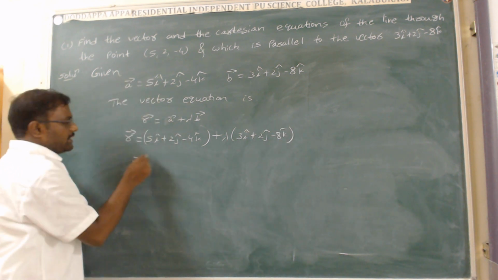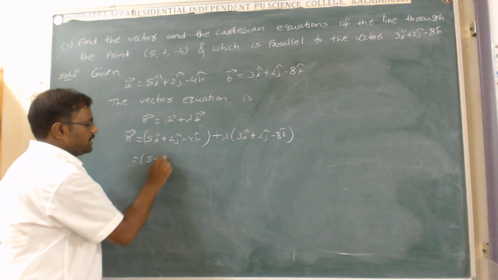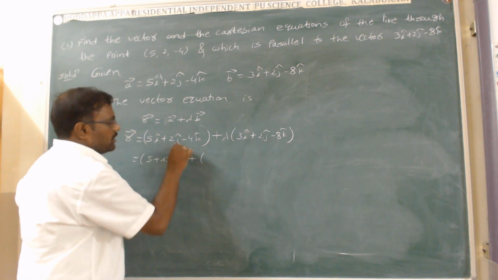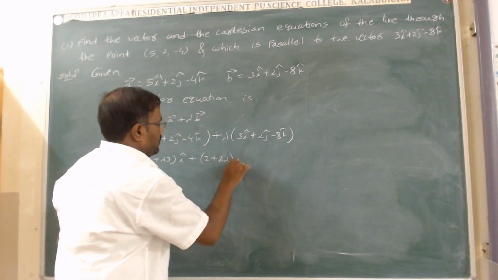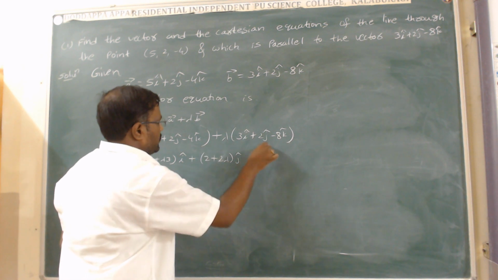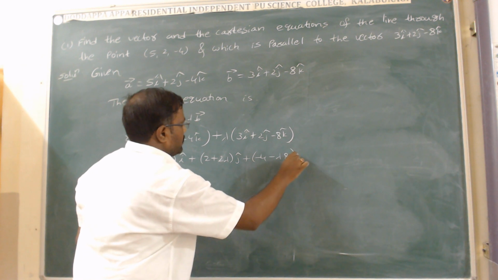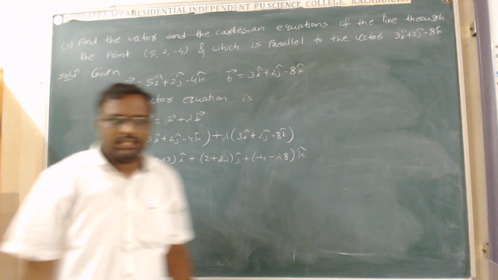Okay. Next, take i term one side, that is 5 plus 3 lambda i. Next, 2 plus 2 lambda j. Next, minus 4 minus 8 lambda k. Okay, what is this? Vector equations.